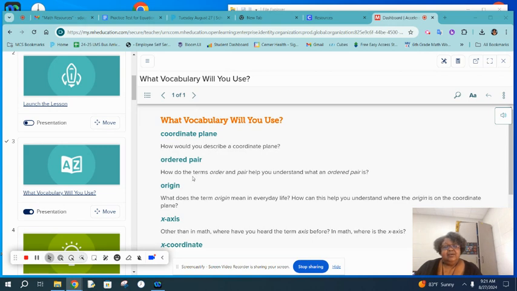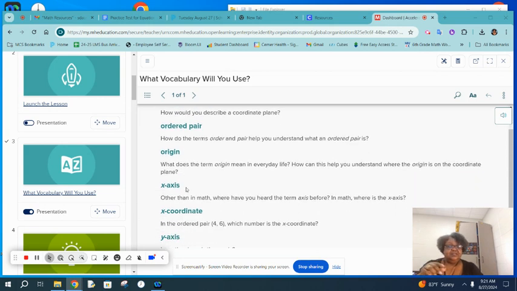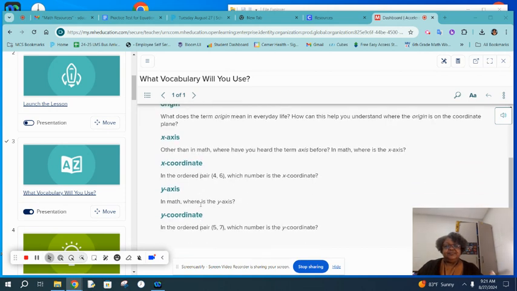An ordered pair, that's x and y. X comes first. Think about alphabetical order. The origin is the center of your axis. That's 0, 0. That's where you start. Now we're just going to do one quadrant, so it's going to be at the bottom left for us. The x-axis is the horizontal.